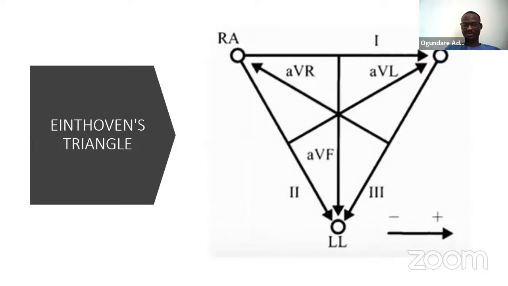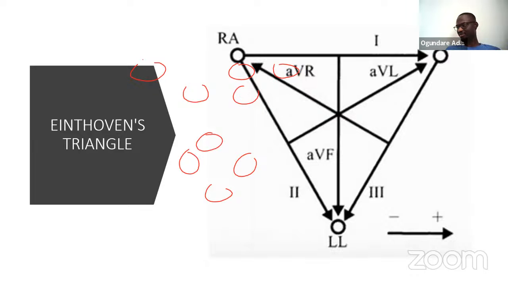So this is just an image of what I've been talking about. So you can see the right arm, the left arm, the left leg. Then you can see how the leads are generated. You have lead 1, 2, 3, AVR, AVL, AVF. So this is Einthoven's triangle. Okay. This is how they use it to generate a 12 lead ECG.